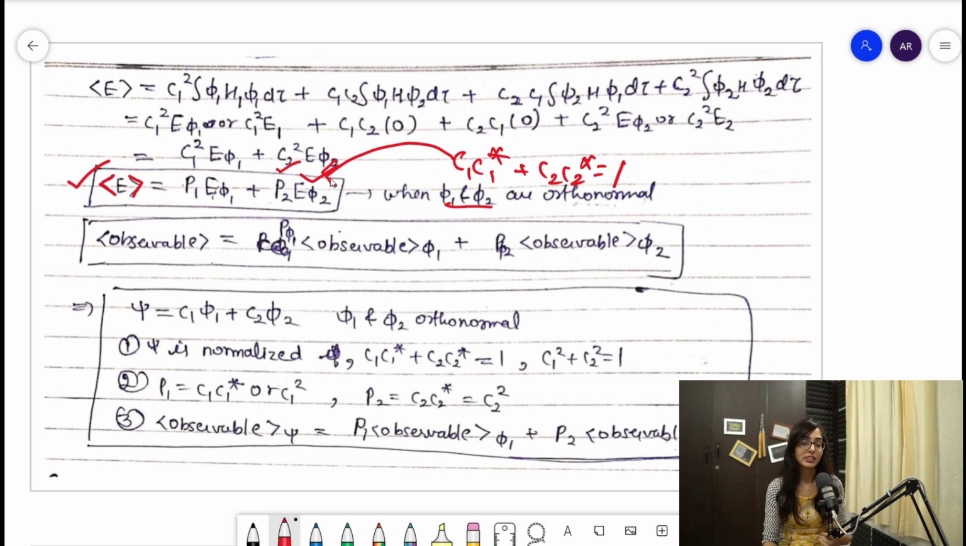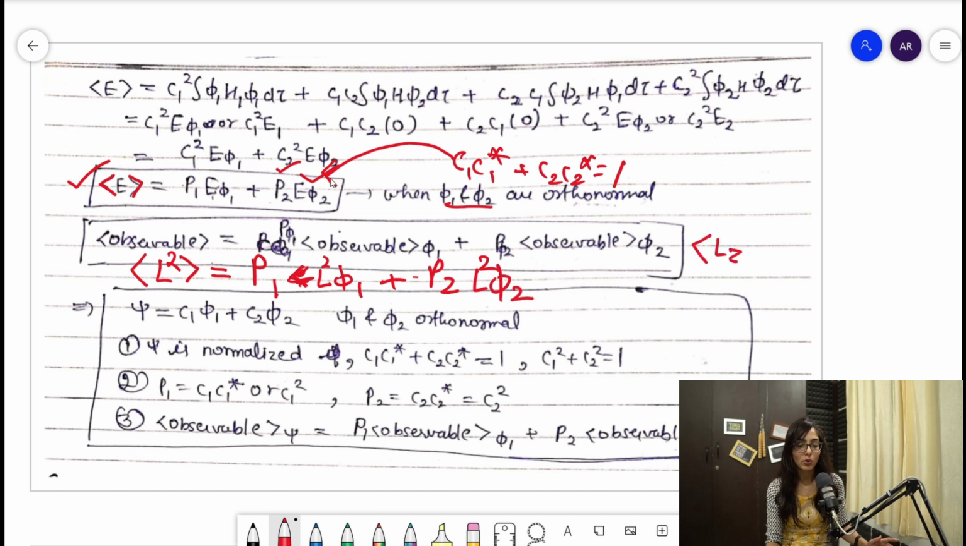Any observable, suppose it is asked what is the average value of L square, then you will write the probability of the first state and L square value for the phi 1 state. And then you will write P2 and the L square value for the phi 2 state. Similarly, it can be asked for LZ value also: probability of the first state and LZ value for the phi 1 state, plus probability of the second state and LZ value of the other state.